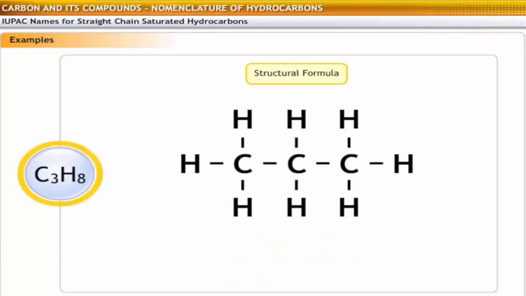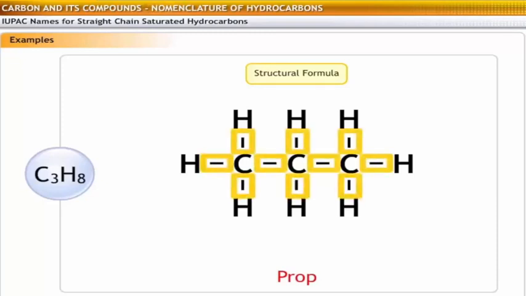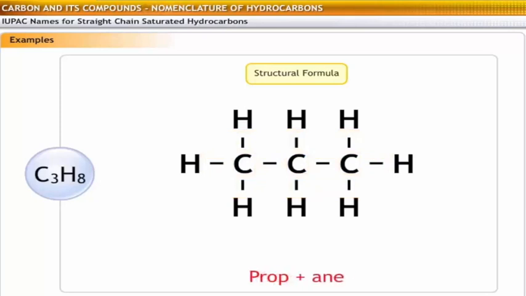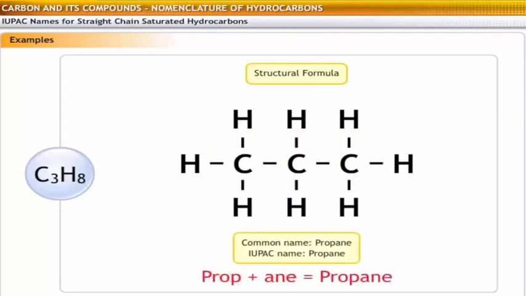The compound C3H8 contains 3 carbon atoms. Hence the root word is prop. The carbon atoms are saturated. Each carbon atom has 4 bonds attached to different atoms. Thus, it is an alkane. The IUPAC name is a combination of prop and ane, making it propane.